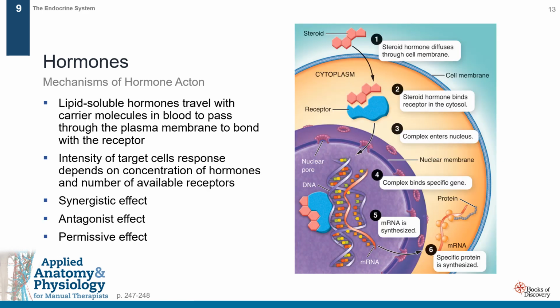Let's now consider the mechanisms of hormone action. Lipid-soluble hormones travel with carrier molecules in the blood to pass through the plasma membranes to bond with the receptor. The intensity of the target cell's response depends on concentration of hormones and the number of available receptors. There is what we refer to as a synergistic effect, an antagonist effect, and a permissive effect.